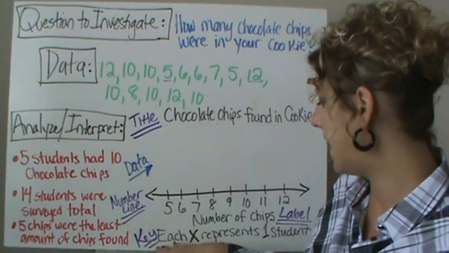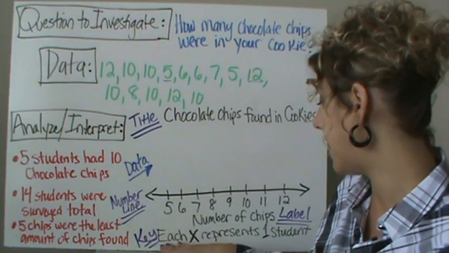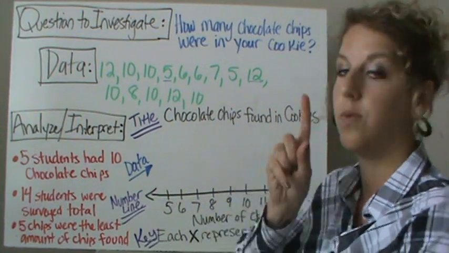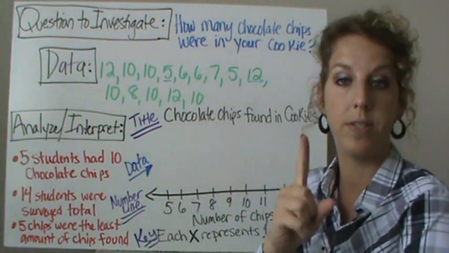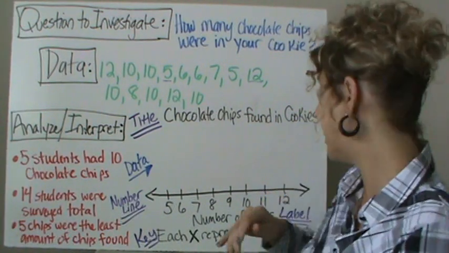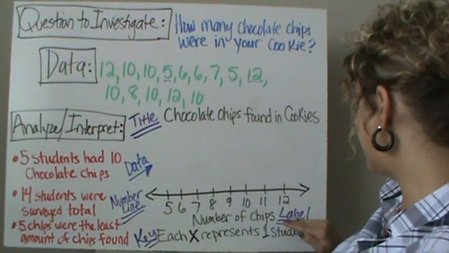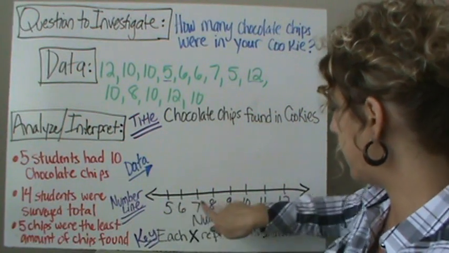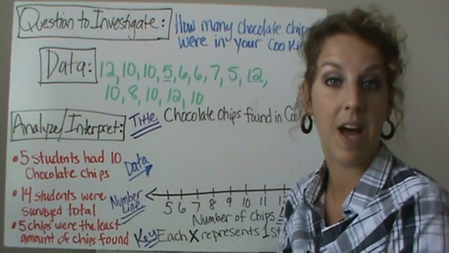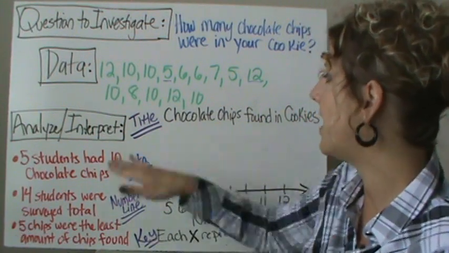So I've got my number line, and then of course I need my key. Each X that I'm getting ready to put on is going to represent one student's data, or one student's post-it note that they wrote their number of chocolate chips on. And then, of course, the label that shows what these numbers mean. These are going to be the number of chips that the students find in their cookie. So let's go ahead and do that.